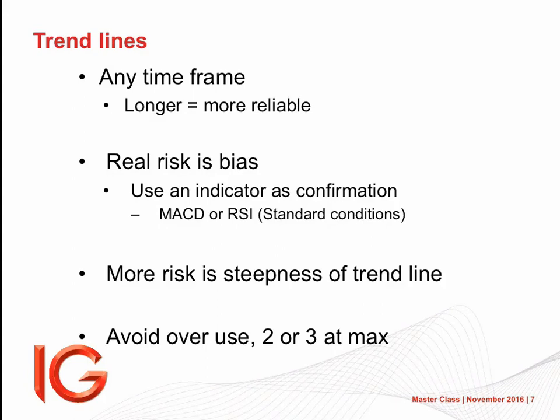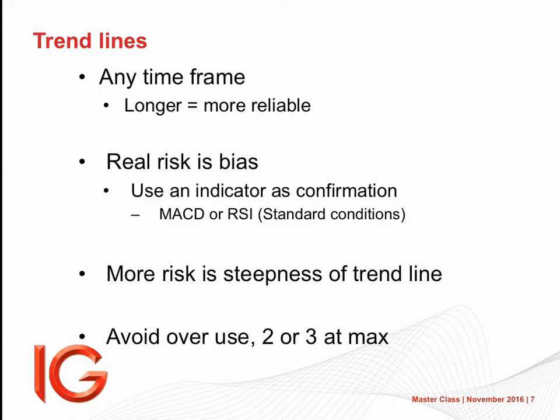So trend lines in themselves, obviously they work across any time frame, as is always the case. As you shrink your time frame and you move from daily charts to hourly or 30-minute, 15-minute, 5-minute, 1-minute, etc., your reliability becomes smaller. As you move out, a weekly chart is much more reliable. A MACD crossover on a weekly is a much more reliable statement than a MACD crossover on a daily and so on and so on. But obviously they're going to work across time frames. As I said, your real risk is that bias.